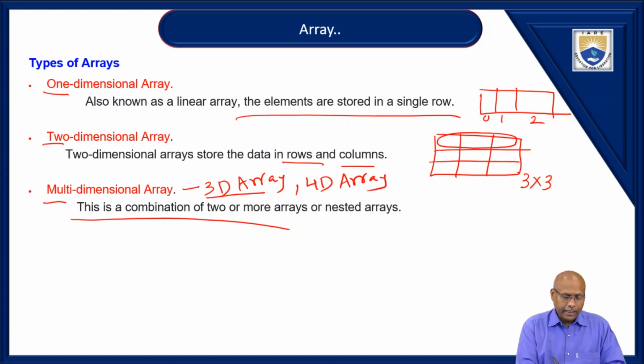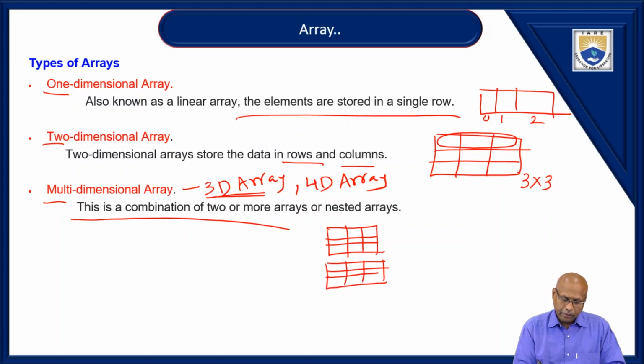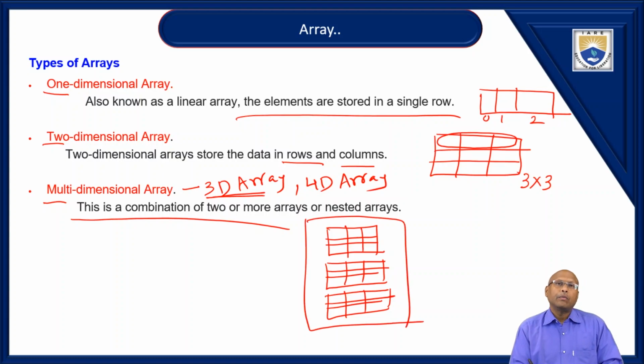So then how to write a 3-dimensional array? Every 3-dimensional array is nothing but a collection of 2 dimension. Assume this is 3 by 3. First 2 dimension. Again there is one more 2 dimension, 3 by 3. Again one more, 3 by 3. If you combine all the 3, that becomes a 3 dimension. 3D array.